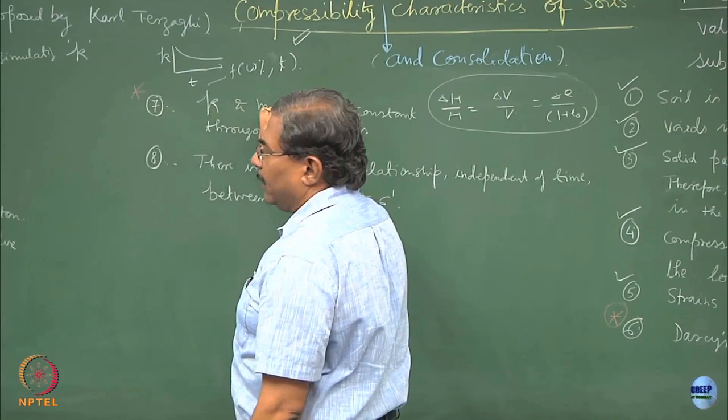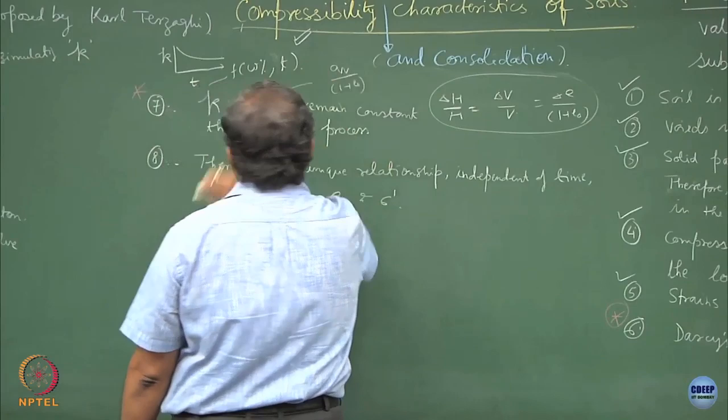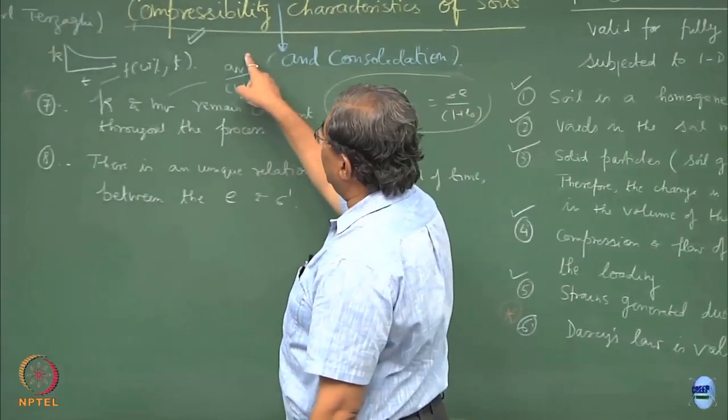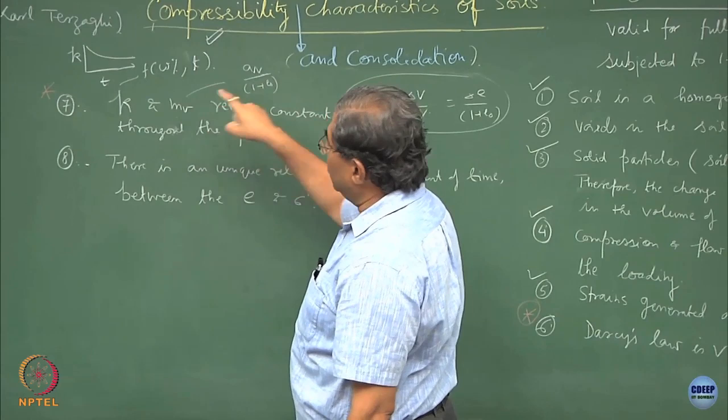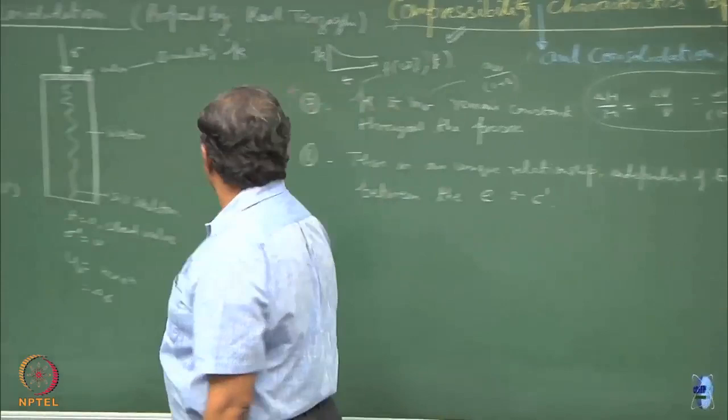Fine. MV also does not remain constant, just now we have seen. So, MV is AV over 1 plus E naught. And AV is delta E upon delta sigma. So, truly speaking, MV is a term which depends upon the delta sigma. So, as delta sigma increases, MV value decreases. So, this is a violation of the Terzaghi's theory in real life.